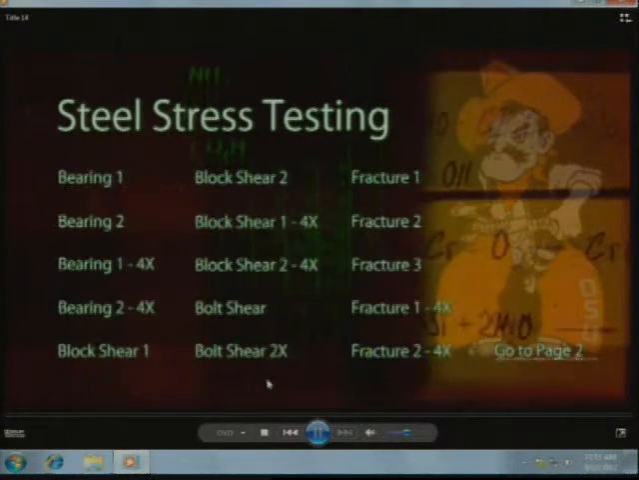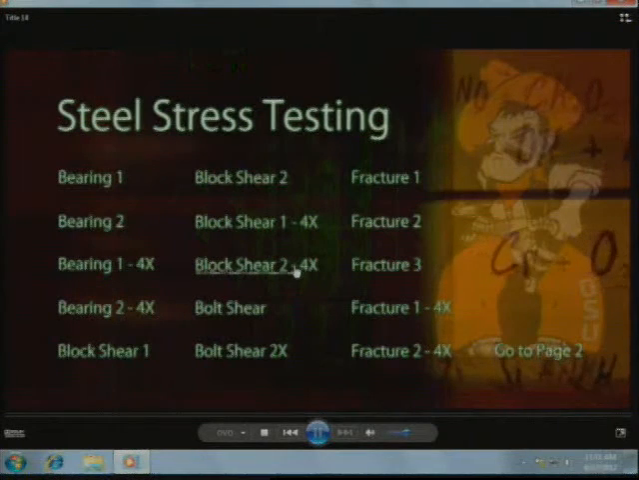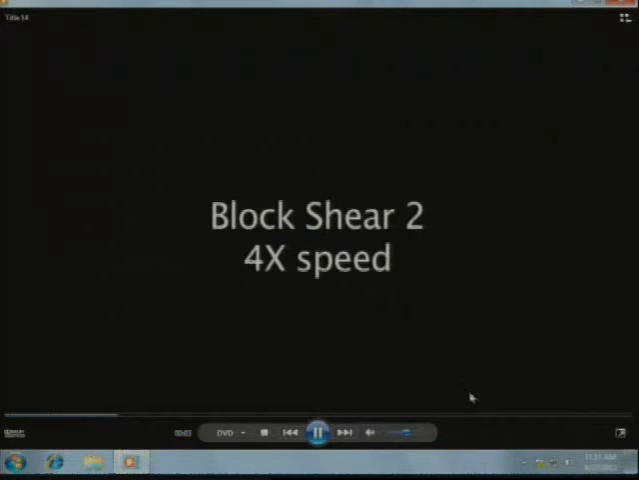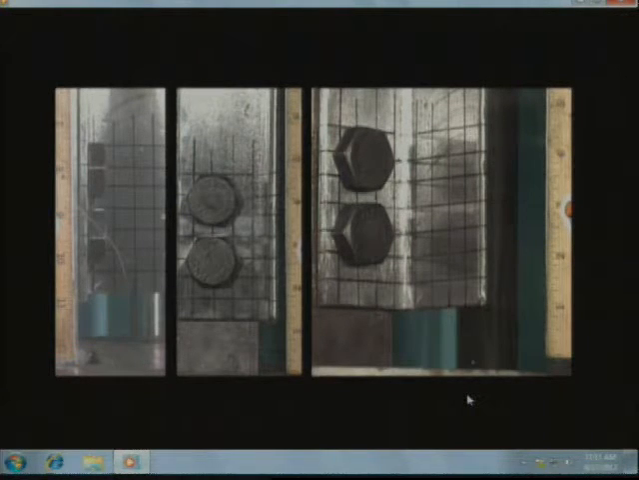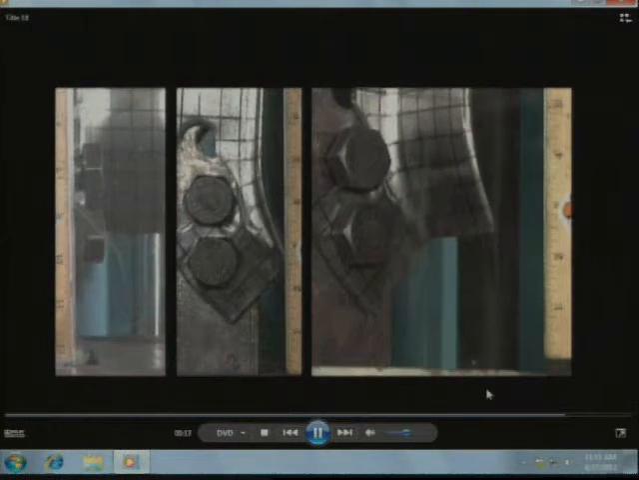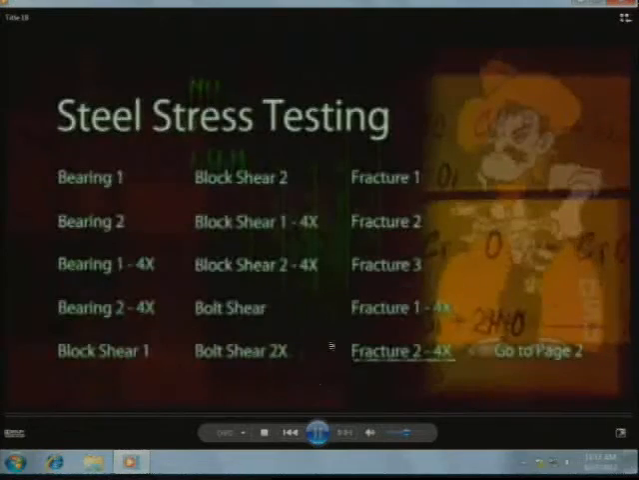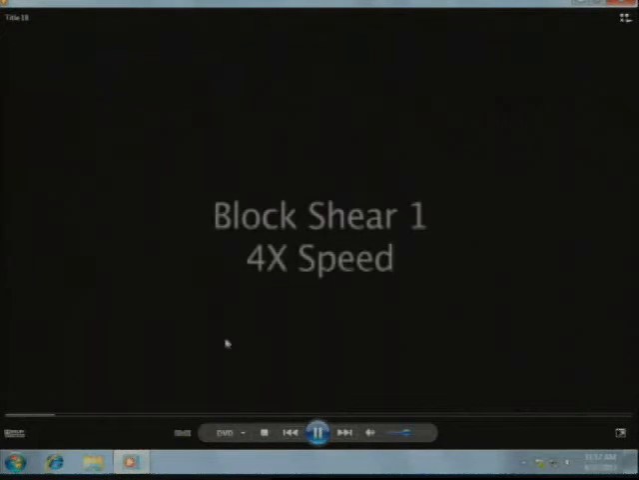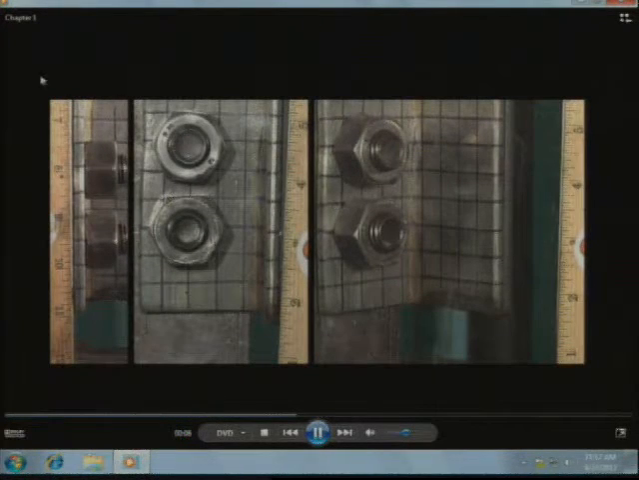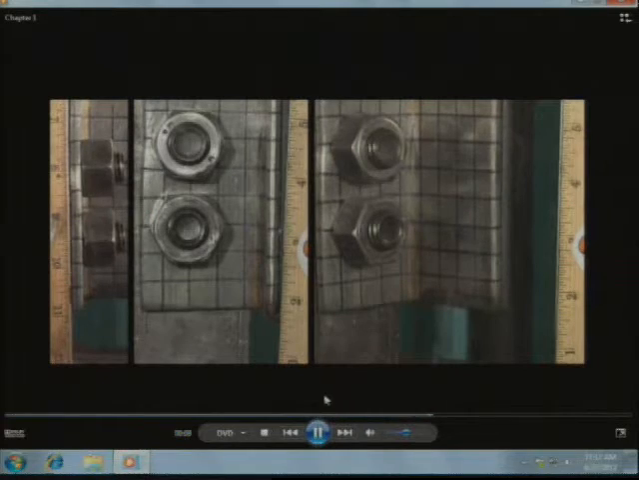Go to page 1, block shear. I believe this is the one we want. Nope, that's not the one we want. That one did not fail exactly right because of the hydraulics. Let me get the other one here. Block shear, this one. That's the one I meant to show. Okay. Again, we'll let it run all the way through, then I'll show it again.